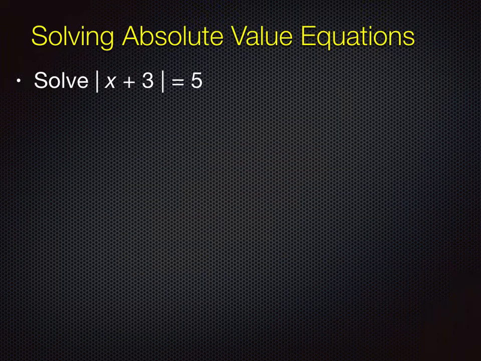So most of the time, absolute value equations are fairly straightforward. To solve them, you look at the expression inside the absolute value bars, and we say that x plus 3 either equals 5, or that same expression, x plus 3 equals -5. Now we can solve both of these equations by subtracting 3 from both sides.